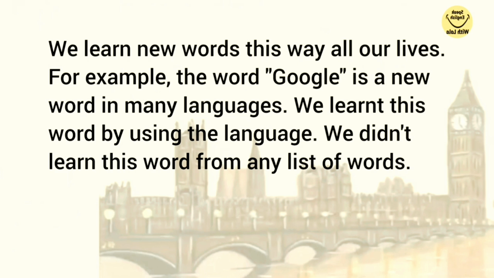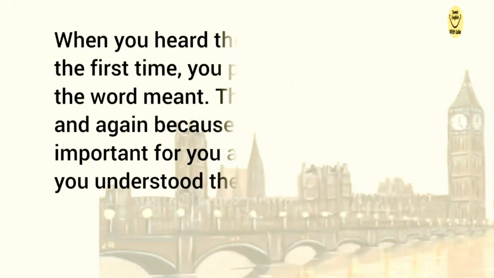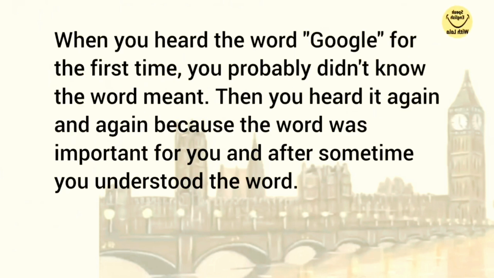For example, the word Google is a new word in many languages. We learned this word by using the language. We didn't learn this word from any list of words. When you heard the word Google for the first time, you probably didn't know what the word meant. Then you heard it again and again because the word was important for you, and after some time you understood the word.